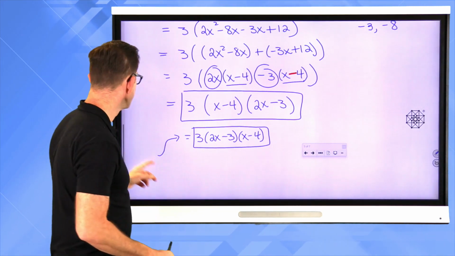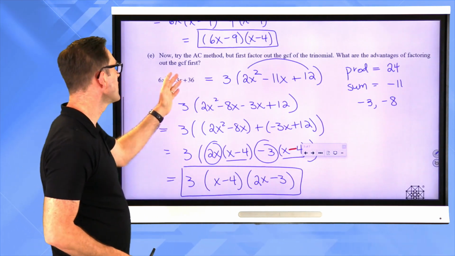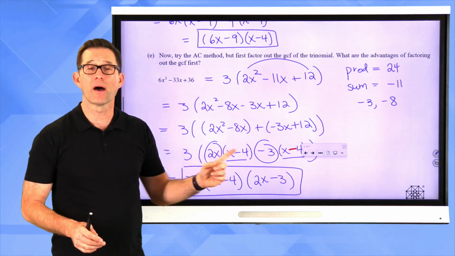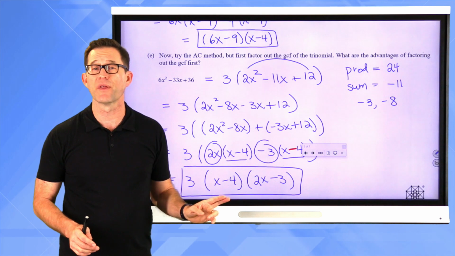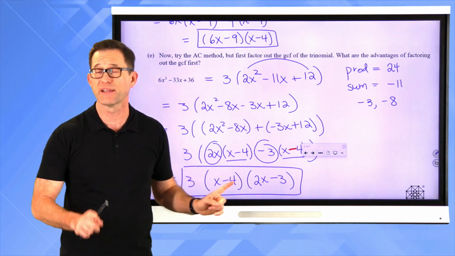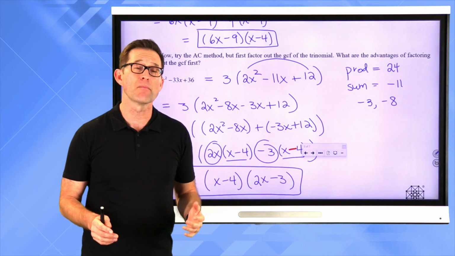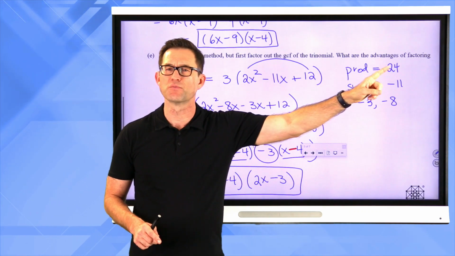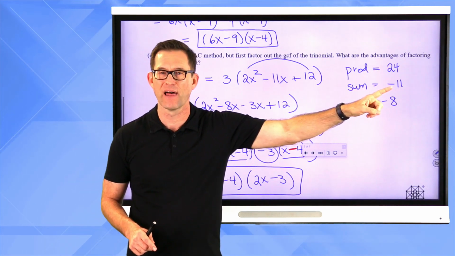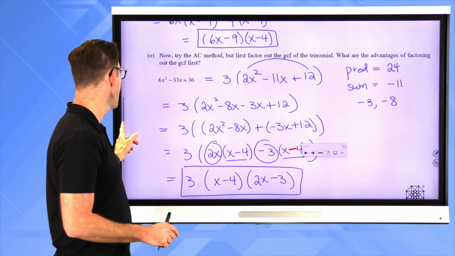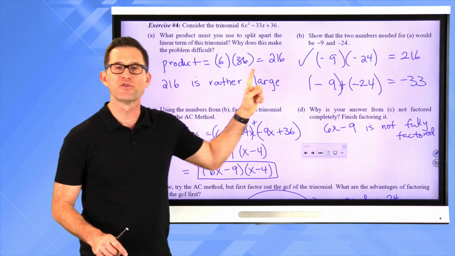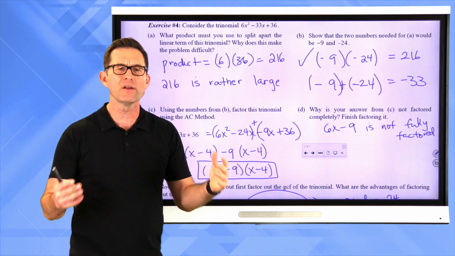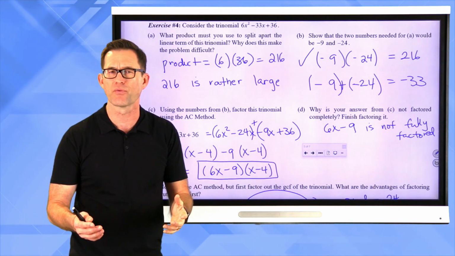Now, what are the advantages of factoring out the GCF first? One advantage is that by the time we get down to factoring by grouping, we're ensured that there will be no GCF in these two. That's advantage number 1. But the second, and I think much larger advantage, is that after I've factored that 3 out, I'm looking for two numbers whose product is 24 and whose sum is negative 11. The numbers are much smaller. As opposed to up here, where I'm looking for two numbers whose product is 216 and whose sum is negative 33.